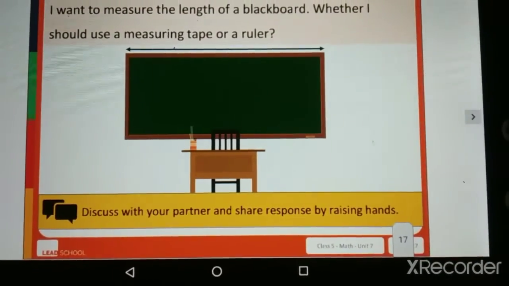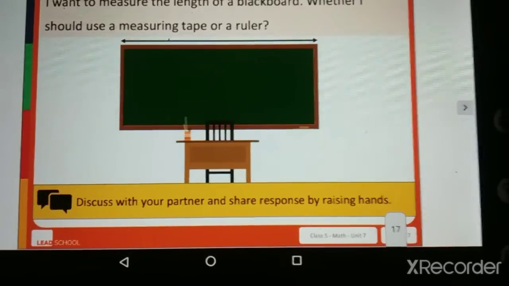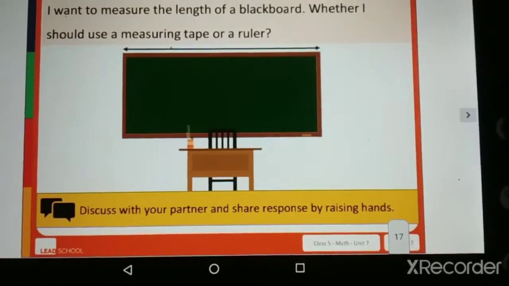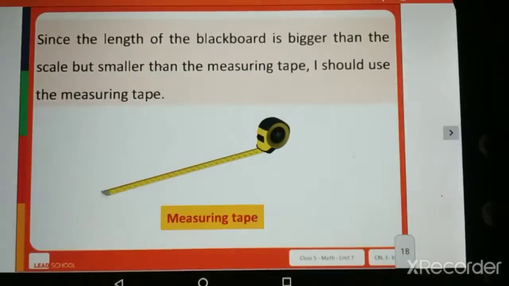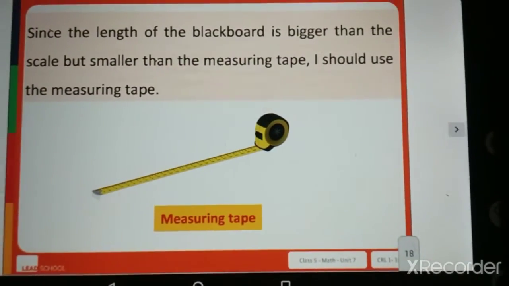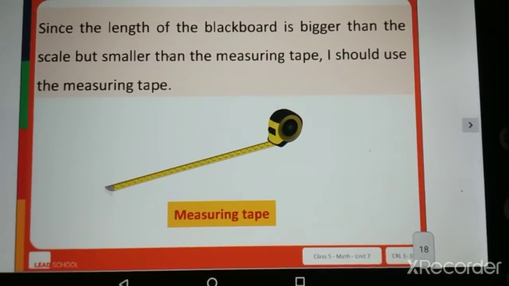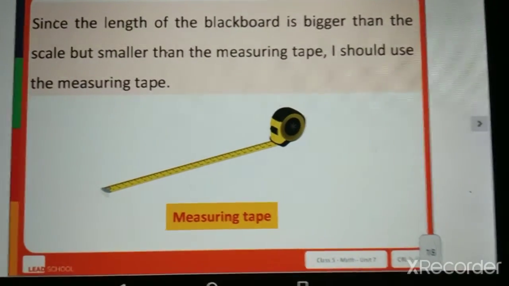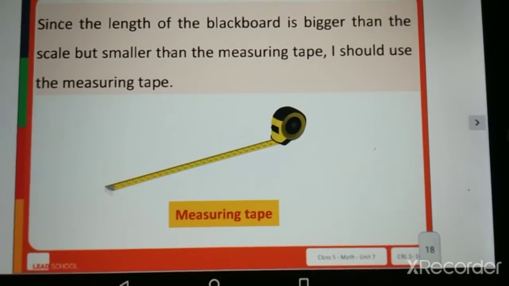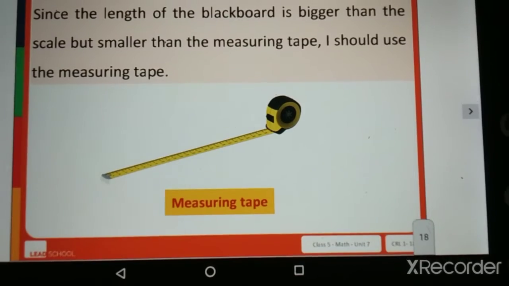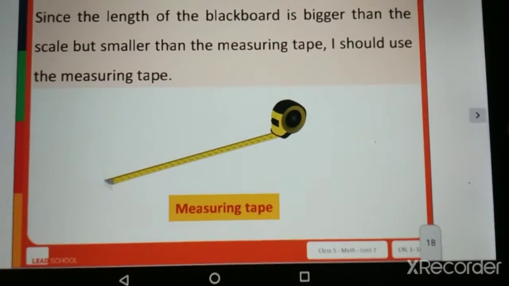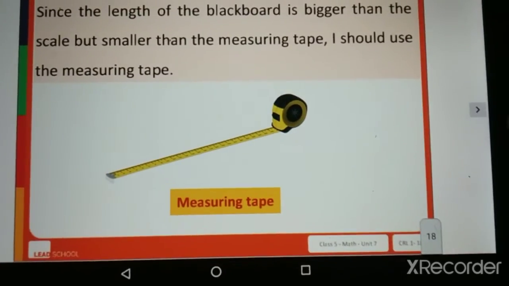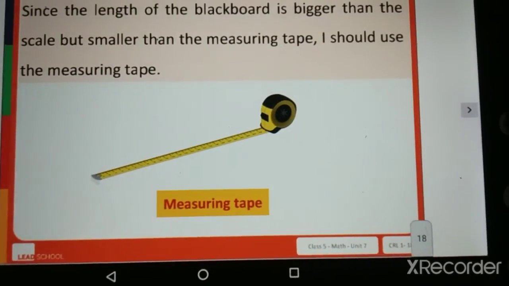With a measure tape we can take the measurement, and with a ruler also we can take the measurement, right? But first, since the length of the blackboard is bigger than the scale, the blackboard is bigger than the scale, right? But it is smaller than the measure tape. That's the reason I should use the measure tape. Which one will we use? Measure tape.